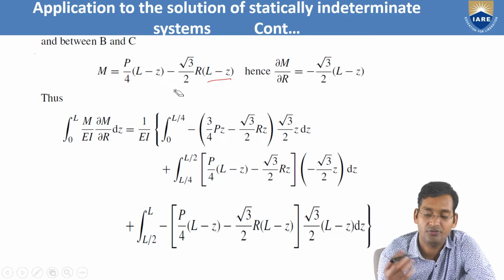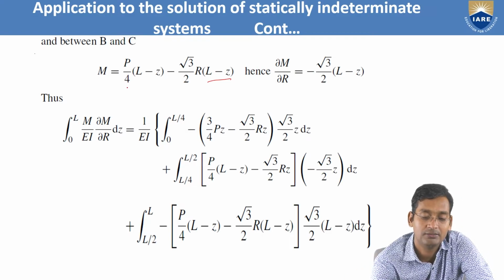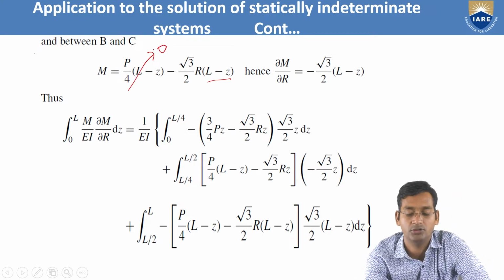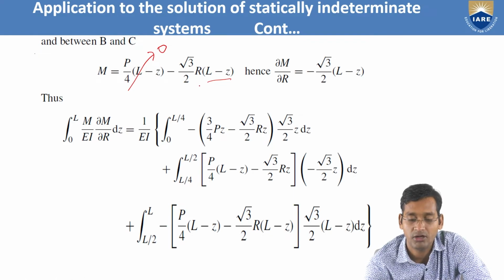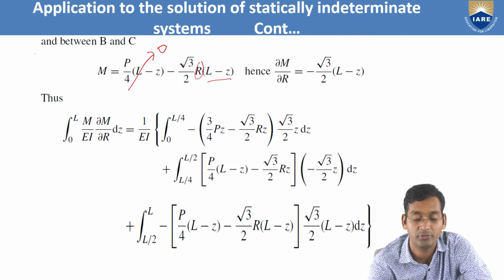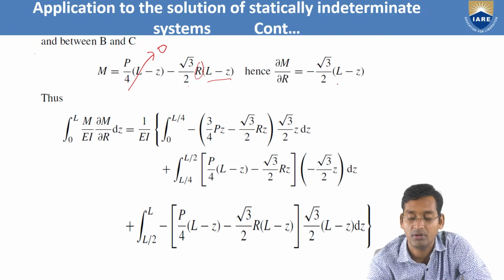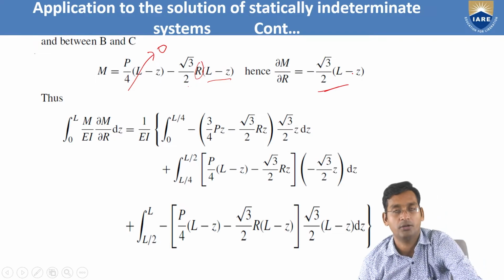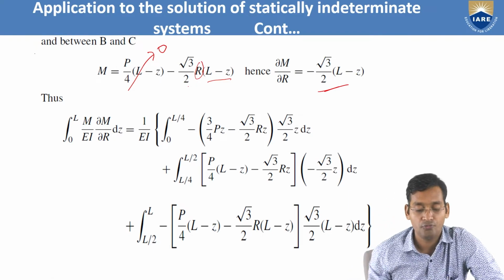Next step, differentiate with respect to R. So again this term will be 0. Only this R will get removed. So minus 3 by 2 into L minus Z is dou M by dou R. Now what do we have to find?